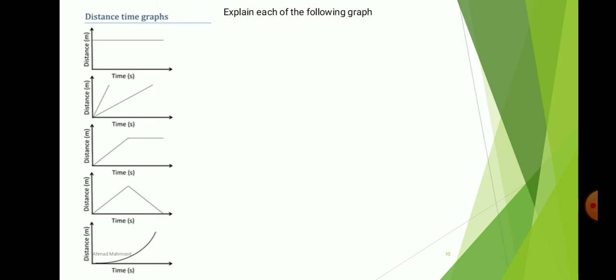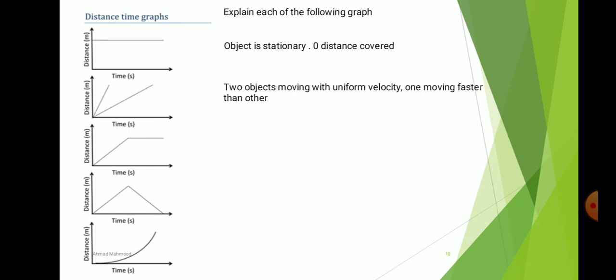Now we have some more graphs. Let's have practice of these graphs. In the first graph, no distance covered, body is stationary. Second graph, in the second graph, we have two objects moving at different speeds. In the third graph, we have an object moving at constant velocity. The straight line shows that the body is moving with constant velocity. Straight inclined line. The straight inclined line shows that the body is moving with constant velocity. And then the horizontal line, it shows that the body has come to rest. So the third graph, object moves with uniform velocity and then comes to rest.